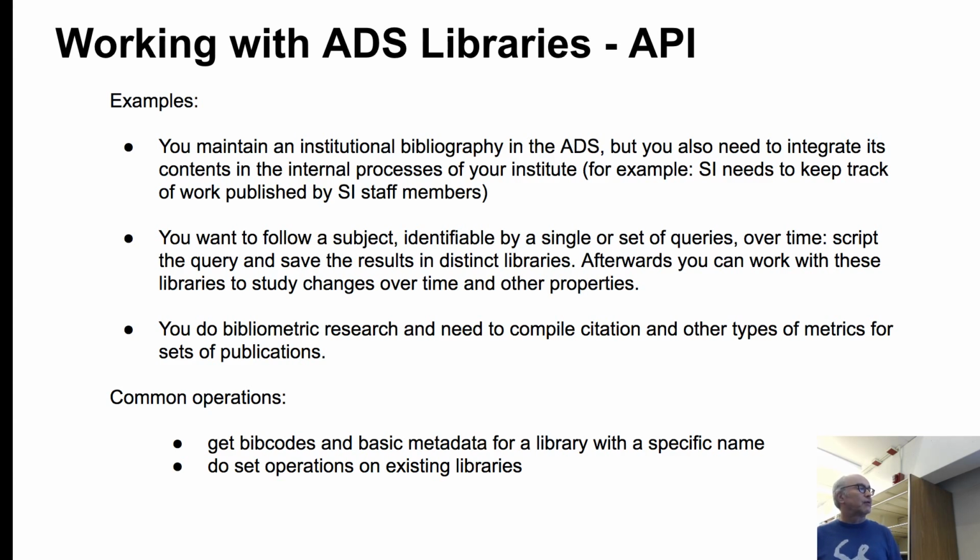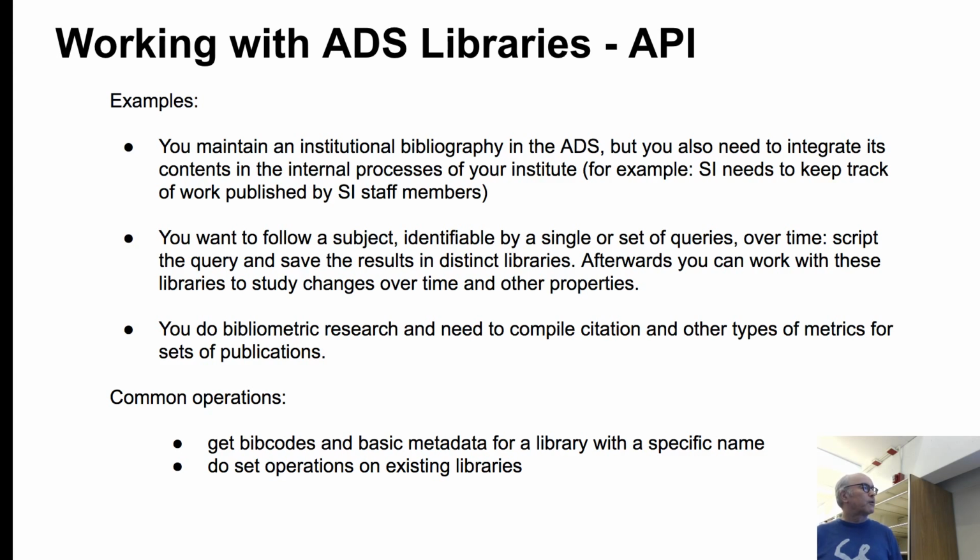And another example is for when you do bibliometric research and you want to compile citation statistics and other types of metrics based on properties of publications. That is also very hard to do using the user interface. That's typically something you want to script, especially if you want to use machine learning and other types of tagging. So that's another great application of scripting and the API.